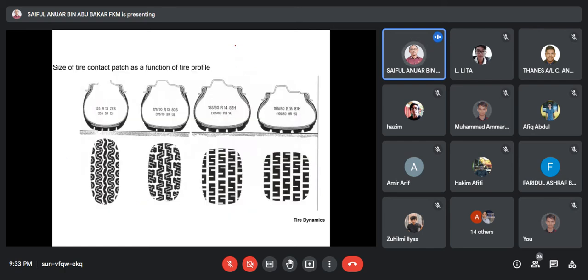Okay, this is the size of the tire contact patch as a function of tire profile. Basically, the size of the tire contact patch is going to affect your noise and vibration level, your grip, the tire grip function, as well as your rolling resistance. And if you take a look at the tire pattern, some of it is meant to stick to the ground. Some of it is used to repel water during rain, so that it reduces what we call the aquaplaning effect. Okay, I'm just sharing about aquaplaning.